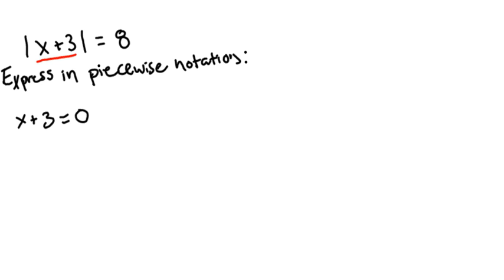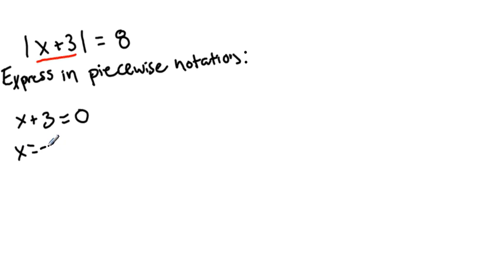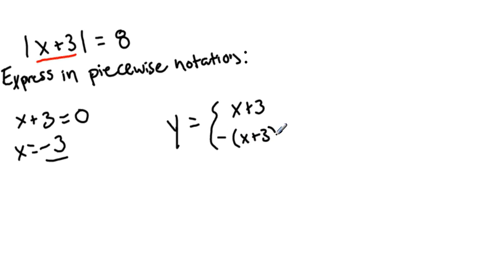So if we're solving here for x, and we rearrange this equation, we get x equals -3. So -3 is our invariant point. So if we express this in piecewise notation, it's going to look like this. We have the positive absolute value case and the negative absolute value case. And our invariant point here is -3.